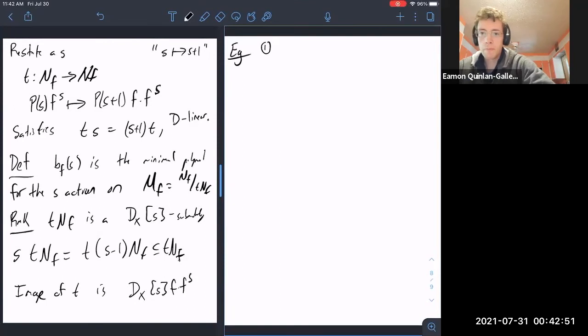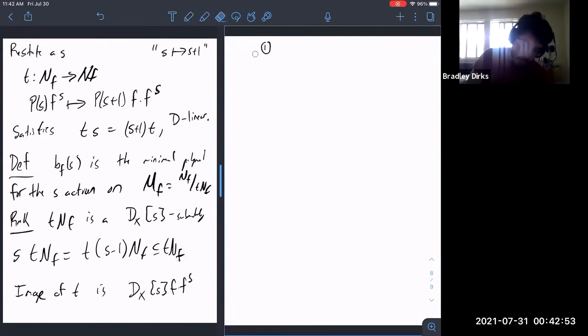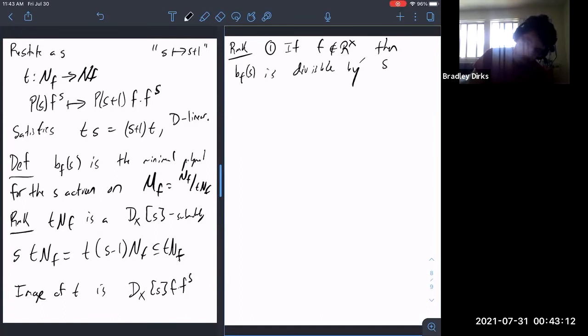I'll give some examples of, well, the first one's really more a property. Another remark: if f is not a unit in R, then b_f(s) is divisible by s+1. To see that, we have this relation.